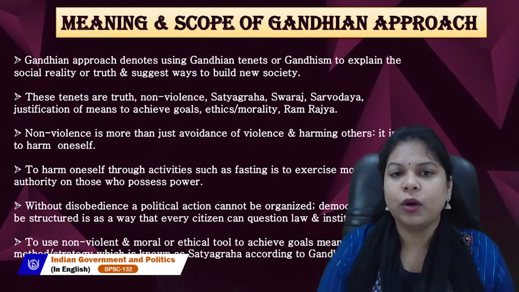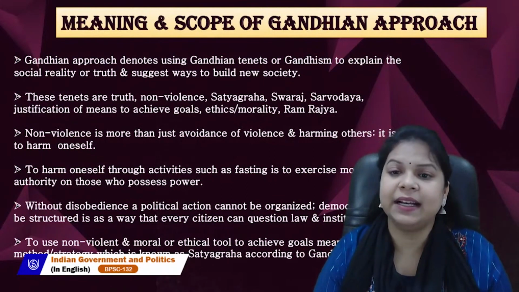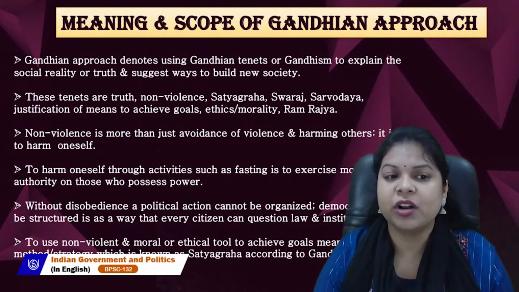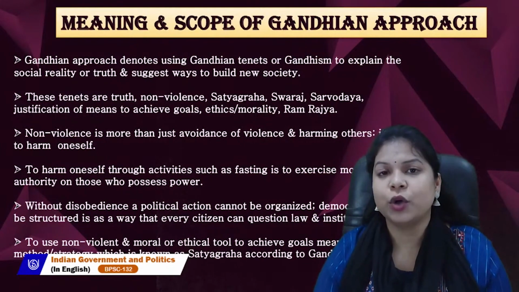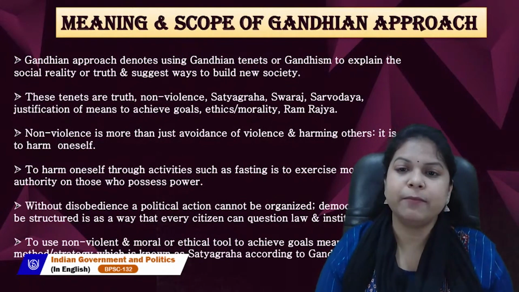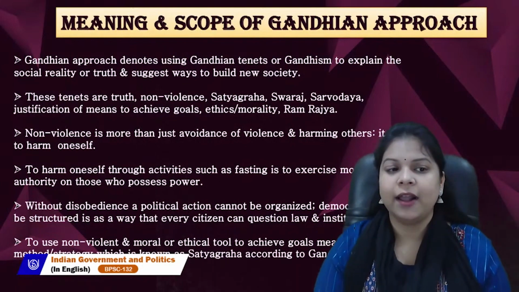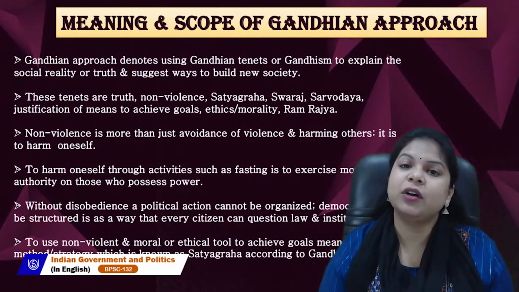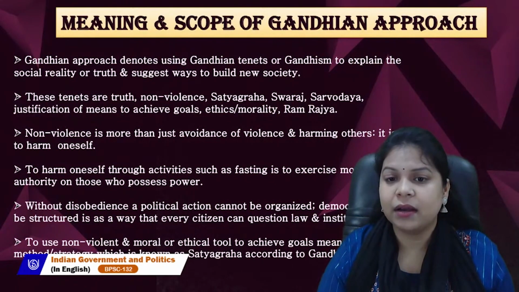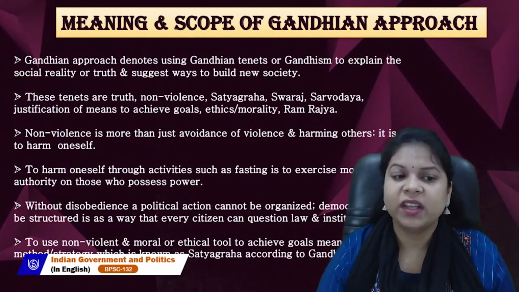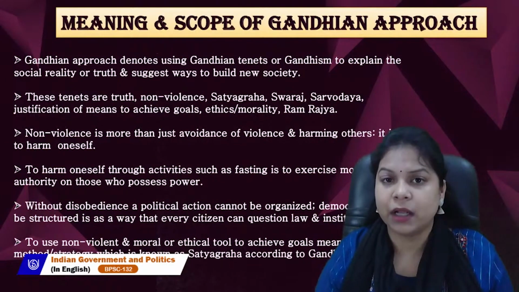Through this approach, the Gandhian approach which we are talking about denotes using Gandhian tenets or Gandhism to explain the social reality or truth and suggest ways to build a new society. So for a society to grow, this is an approach which sees what the social reality is and tries to explain it. The main tenets of this Gandhian approach are truth, non-violence, satyagraha, swaraj, sarvodaya, justification of means to achieve goals, ethics, morality, and Ram Rajya.